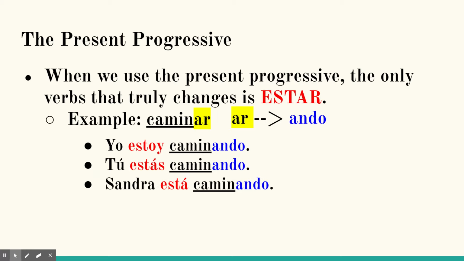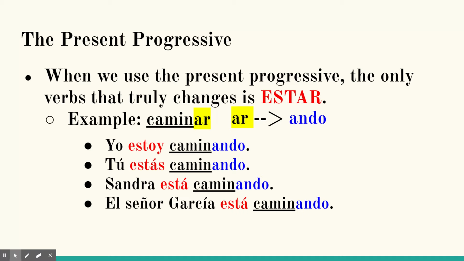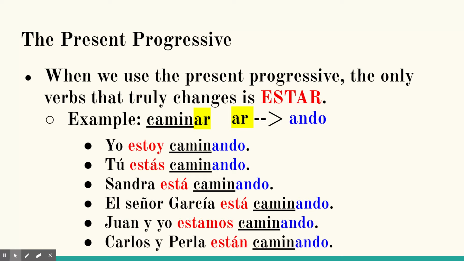Here are some other examples. Sandra está caminando. El señor García está caminando. Juan y yo estamos caminando. And finally, Carlos y Perla están caminando. Make sure you write down all these examples.